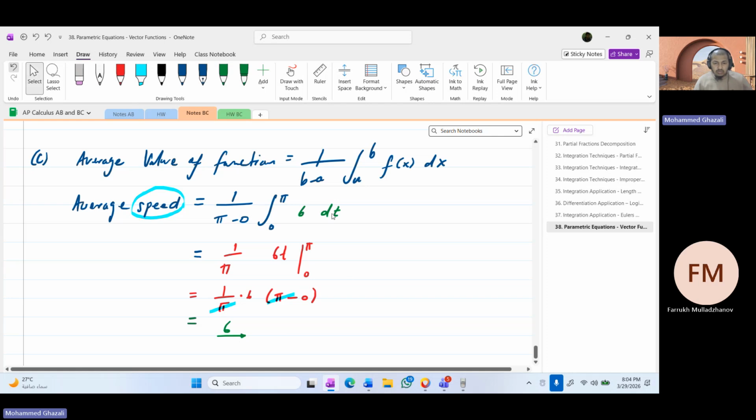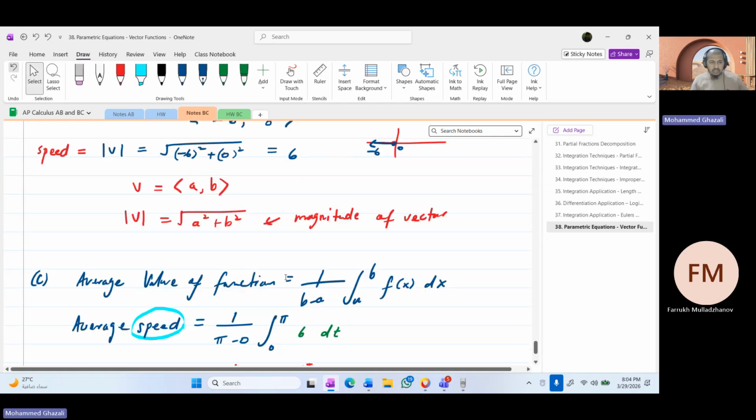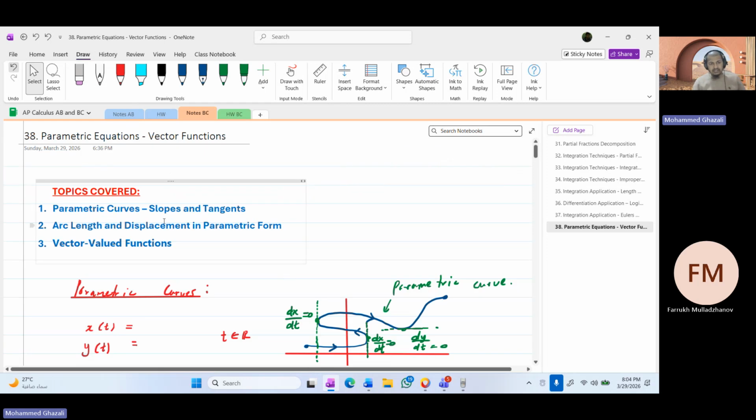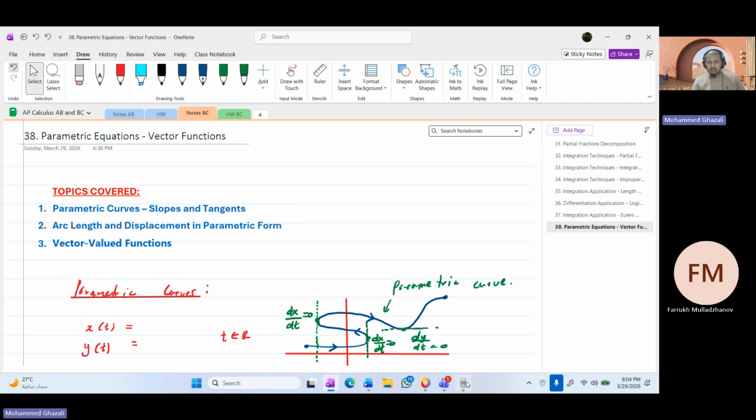All right, so we can now end off. We have done 3 lessons, right? And most of them were basically on parametric curves, right? A vector valued function is like an extension of a parametric curve. So I hope you understood everything.